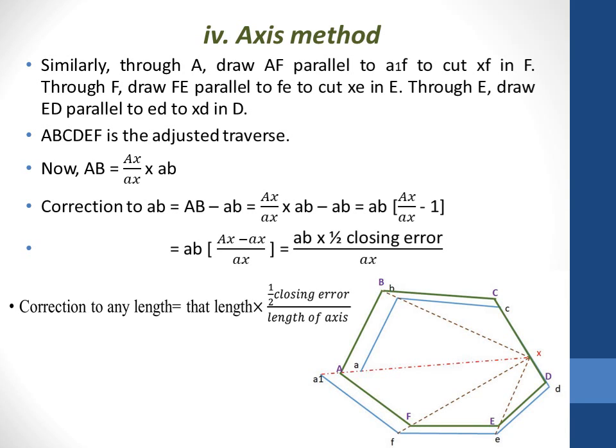So that has been substituted, that is ab into half closing error by AX. From this, a general equation can be derived: correction to any length equals that length into half closing error by length of axis. Correction to any length equals that length into half closing error by length of axis. So this is the axis method.